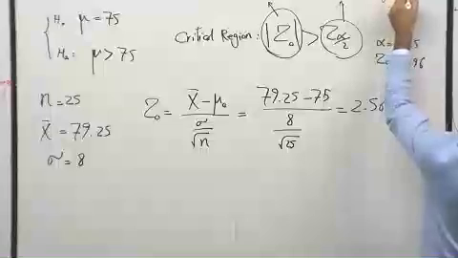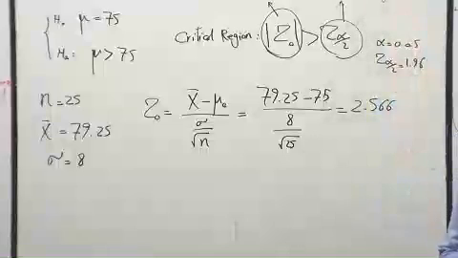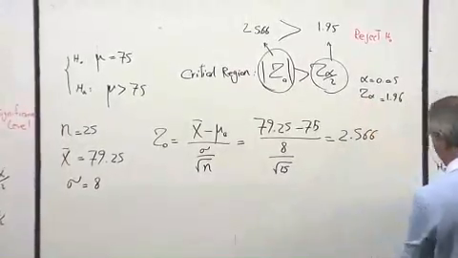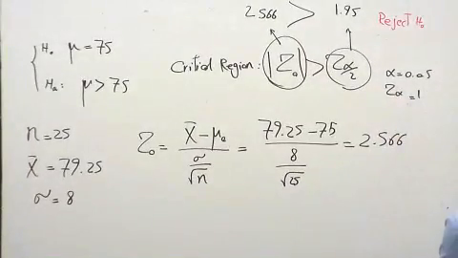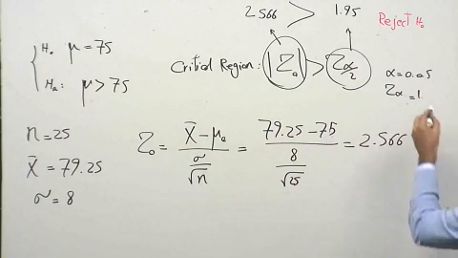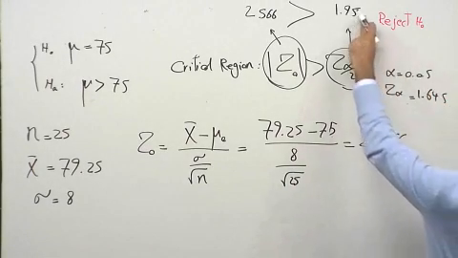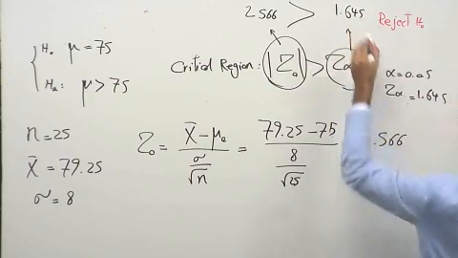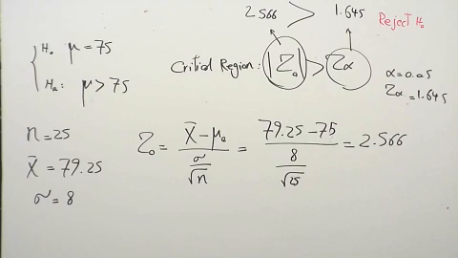Is there a reason why you did alpha over 2? Oh, yes. I made a mistake. Yep, sorry. It should be 1.645. Doesn't change the conclusion though. But you're right, 1.645. Z of 0.05.